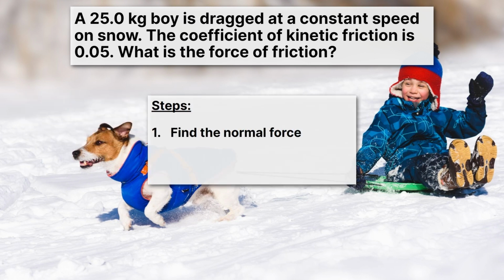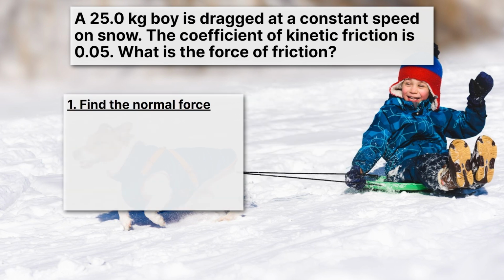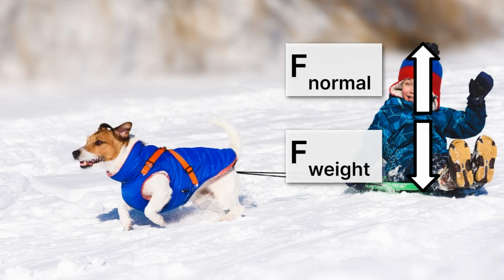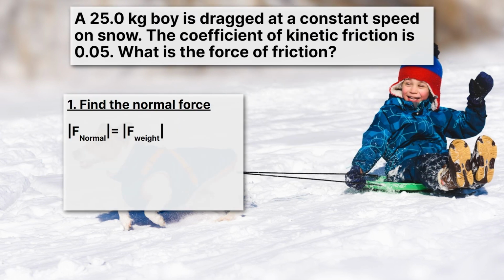Here are the steps we'll follow. First, we'll find the normal force, and then we'll calculate the force of friction. Well, let's get right to it then. Let's find the normal force. How do we do that? We have to remember that the normal force is equal and opposite to weight, and we actually have all the information we need to figure out the force from the weight of the boy. So remember, the normal force and the force of weight are equal, and weight can be calculated as mass times gravity. So we can say that the normal force is equal to mass times gravity.